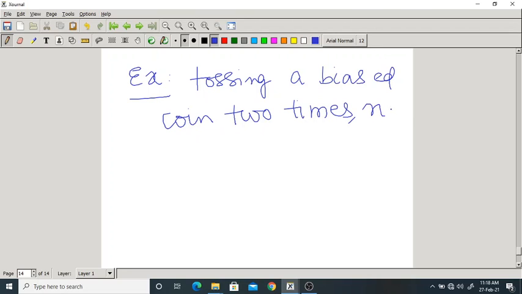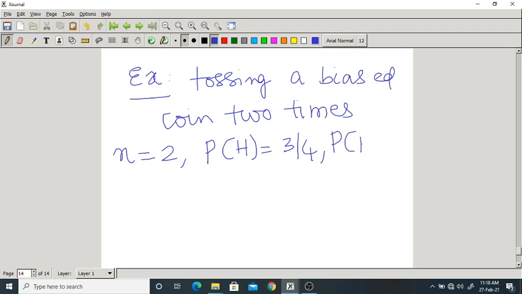Which means n equal to 2. So what is the probability of head? It is given in the problem, it is 3 by 4. The probability of tail would be obviously 1 minus 3 by 4, that is 1 by 4. It is a biased coin, not a fair coin.